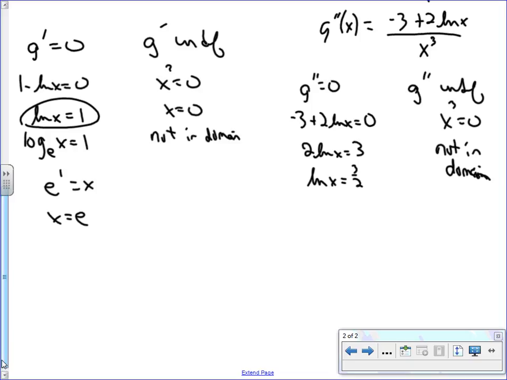Now what is it over here? Maybe that's the form. What's the base? e to the power 3/2 equals, there it is, x equals e to the 1.5. I don't know what that is, but it's a little bit bigger than e to the 1. Yes? All right?